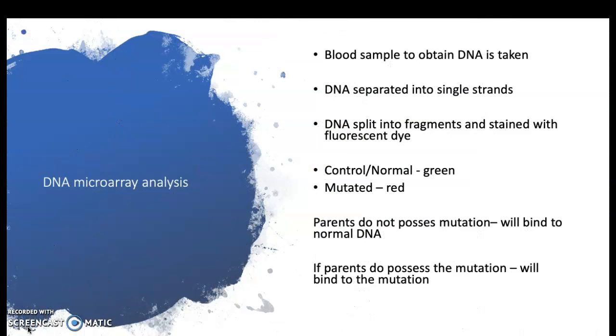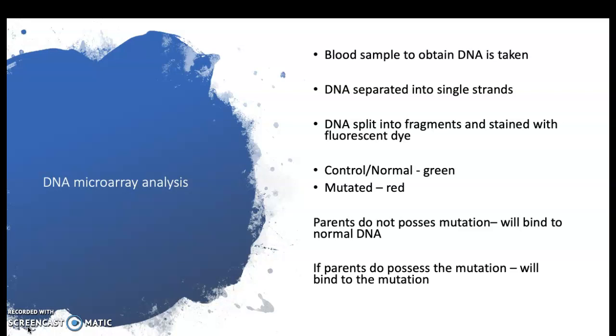First, a sample of DNA is taken via a blood sample. The DNA is then separated from two complementary strands into two single-stranded molecules. The DNA is then split into fragments and stained with a fluorescent dye. The control or normal DNA is labeled green, while the mutated DNA is labeled with red. The dyed DNA is then bound to the synthetic DNA on the chip.